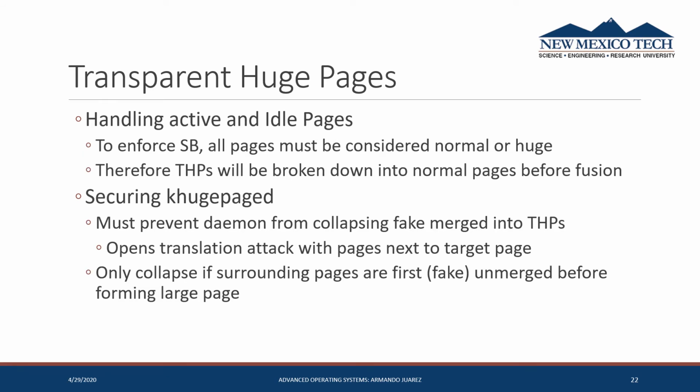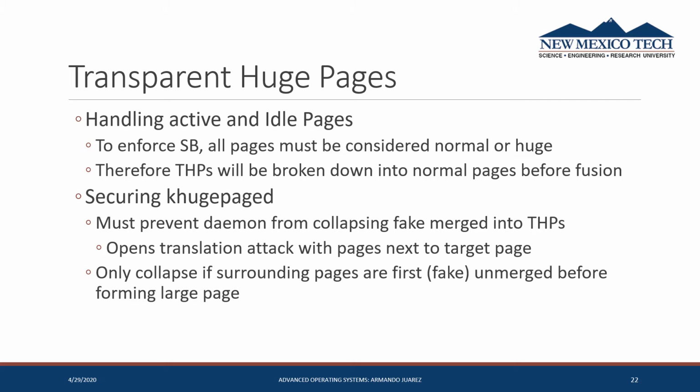So now they sort of have to rinse and repeat here with dealing with handling active and idle pages and how they can secure khugepaged in the same context of what they did for normal pages. And so to enforce same behavior, all pages must be considered normal or huge. Therefore, THPs will be broken down into normal pages before fusion. This enforces the same behavior principle that was described earlier, so that they can't detect when pages have been fused or when they have not been fused.